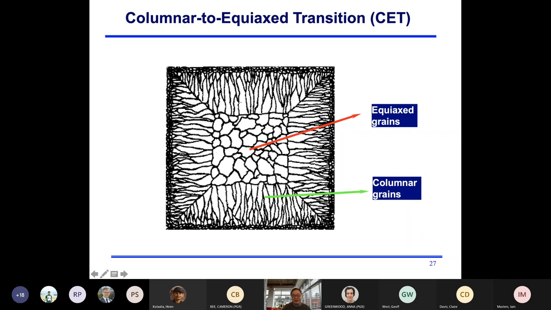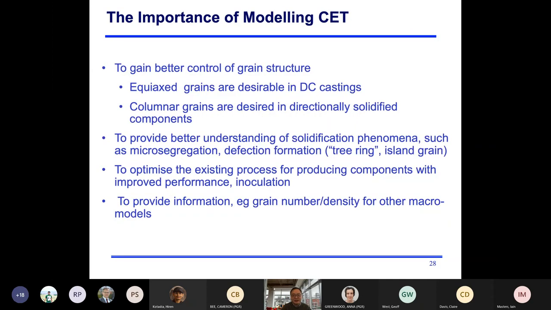So how this transition occurs has been a topic for a long time in solidification study. We try to gain a deeper understanding by doing what we call solute-driven solidification modeling, to look into how this grain structure can be changed, or how you can control the grain structure to be either columnar or equiaxed grains.